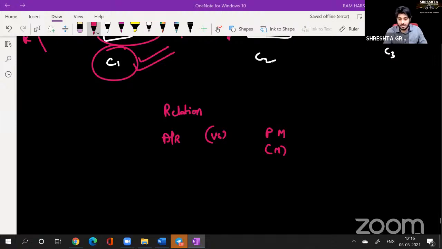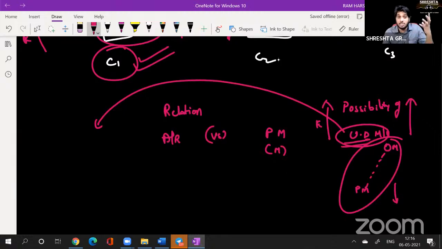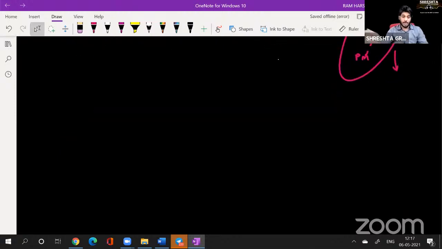Wherever I think the possibility of undetected mistakes is high, nothing but risk is high, I am keeping performance materiality very low, very far away from overall materiality. By the way, tell me, undetected mistakes will be in which part of the population? Unaudited part. You have not audited, so only you have not detected. That's why you say undetected mistake in unaudited population. Now you would have understood the relationship between materiality and audit risk is inverse. Still, it's not yet over.